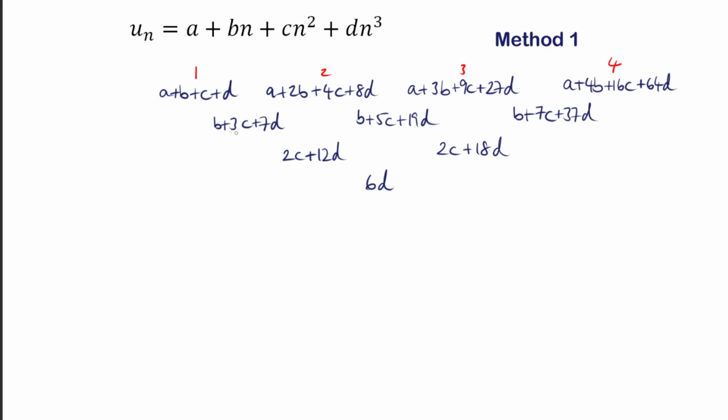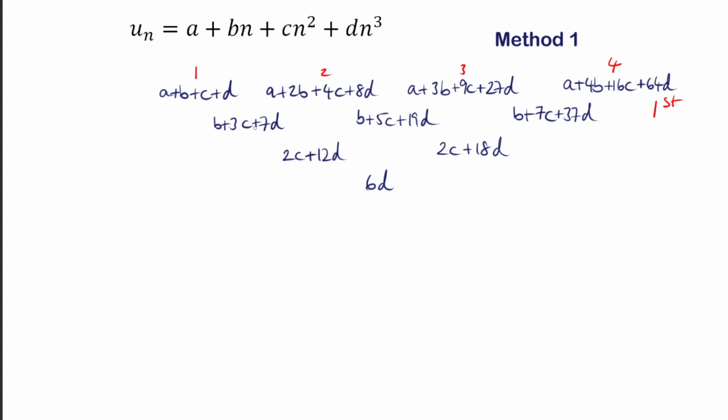Now what I've done then is I have found the difference between the first and second terms by doing the second term minus the first term, and you end up with this: b plus 3c plus 7d. I've done the same from the second to the third to the fourth. So these are the first differences. Now you can see they're all different, so it's not a linear situation.